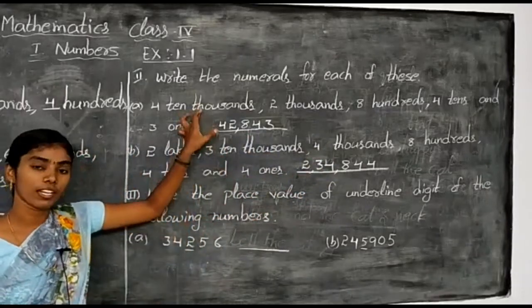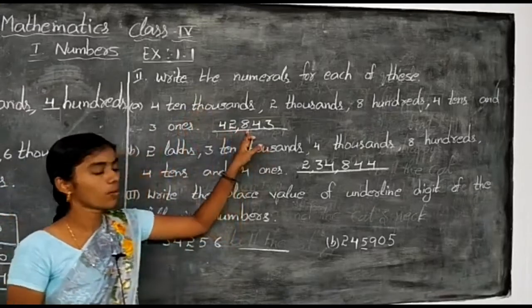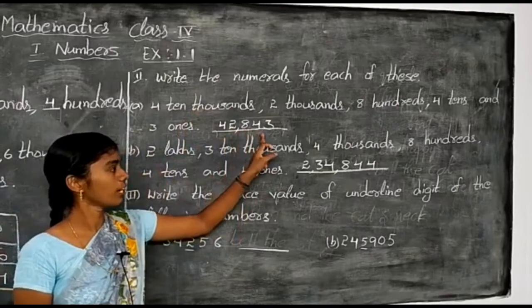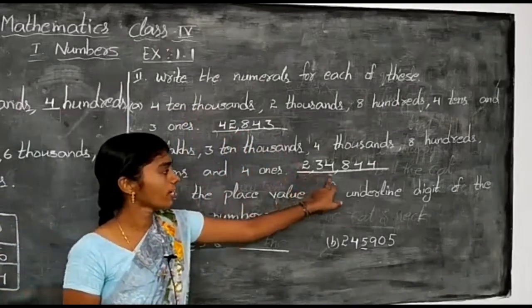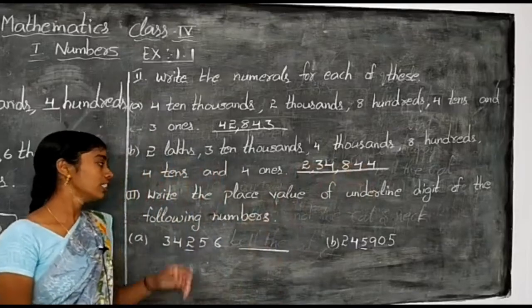Already the number name was given here. We have written the numbers. The numerals we have written here are 42,843 and 2,34,844. Okay. Now the next section.